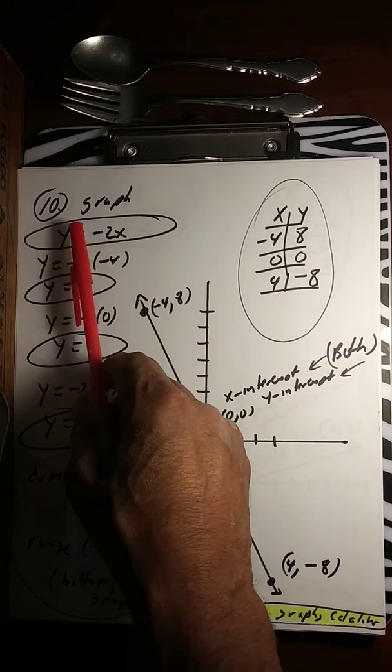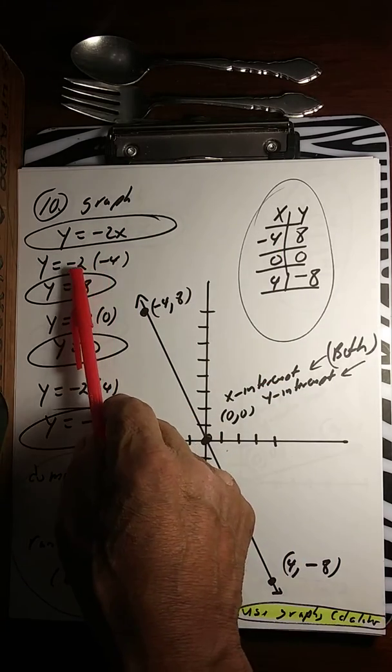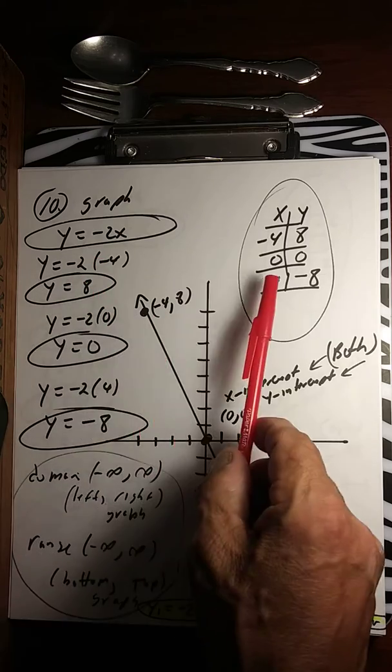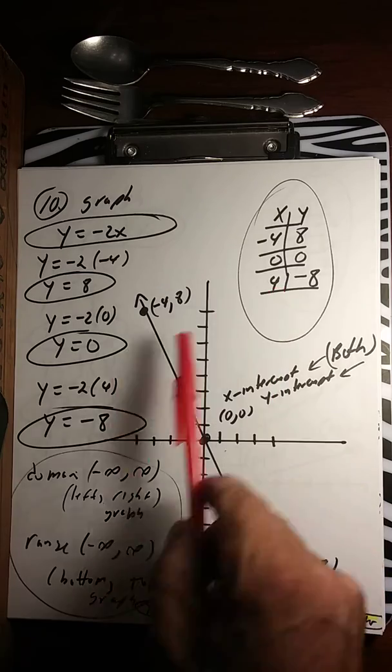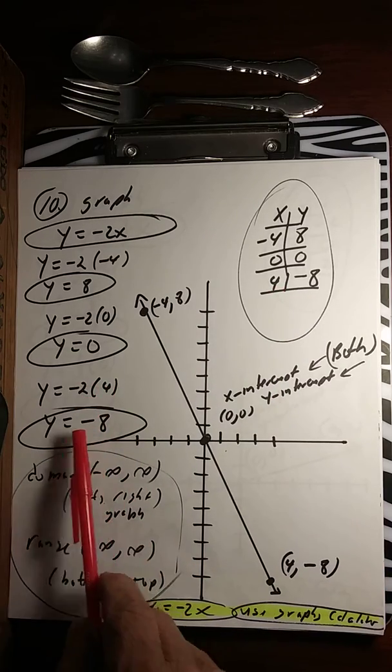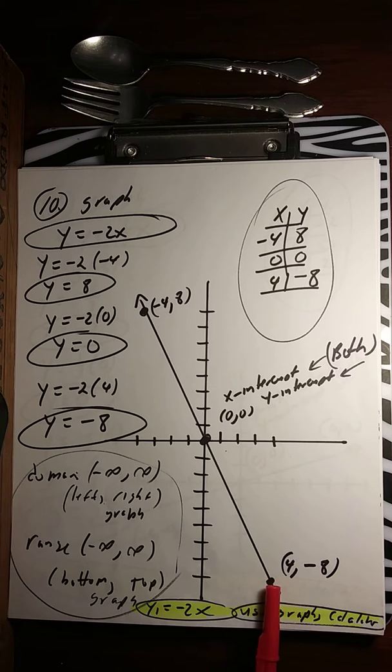All right, y equals negative 2x, graph this. So let's put some numbers in there. Negative 4. Negative times negative is positive 8. Put a 0 in there. Negative 2 times 0 is 0. And one more, 4. Negative 2 times 4 is negative 8. So we got the numbers. Negative 4 and 8, 0, 0, and 4, negative 8. Or, can we do it on a calculator?